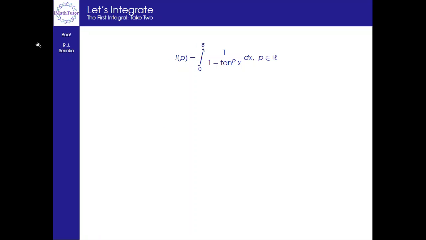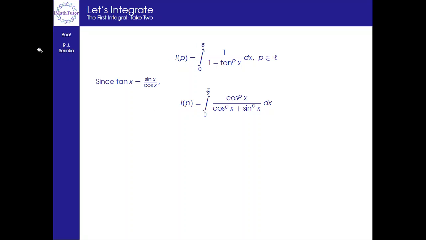Now, let's play around with this integral some more and see if we can come up with another way of doing this integration. Let's use a different trig substitution. Here we're going to use the fact that tan x equals sine x over cosine x. If you substitute that in for sine x, multiply through by the cosine to the power p, we get this integral.